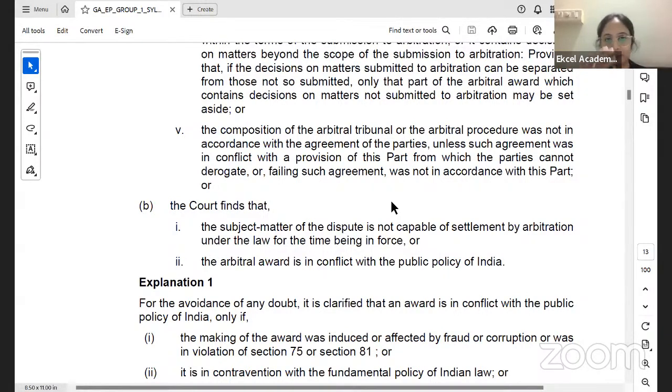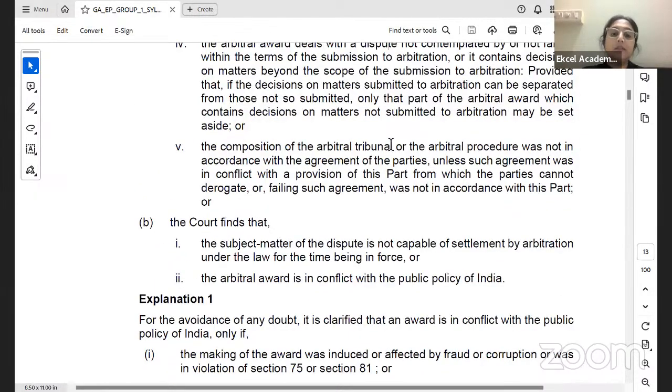I'm not happy with this. Okay, unless such agreement was in conflict with the provisions of this part from which parties cannot derogate, or failing such agreement, was not in accordance with this part. So that means whatever you have agreed, they have completely deviated from that. Then you can claim a setting aside of the award. The party who is requesting to set aside the award should prove this.